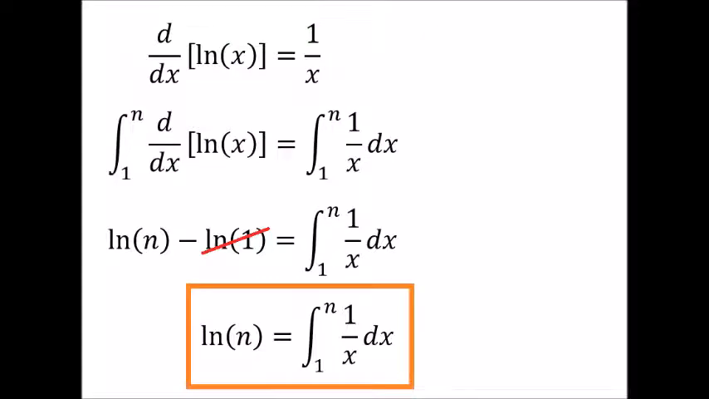The integral can be thought of as the inverse of the derivative, so integrating both sides from 1 to n effectively cancels that derivative. The natural log of 1 is 0, so that term disappears. Boxed in orange at the bottom of the screen is why we can integrate the hyperbola to find the natural log of a number. Remember that the integral represents the area beneath a curve.